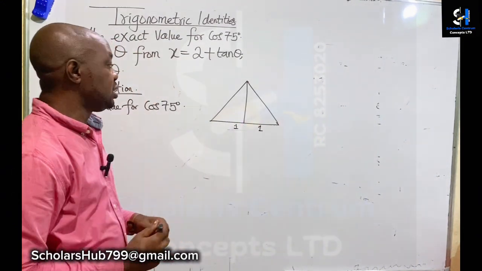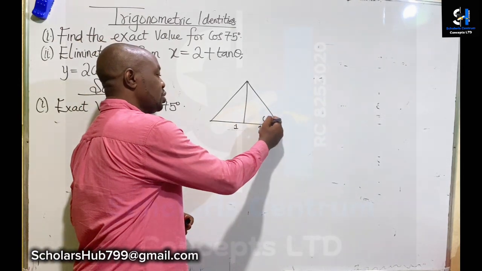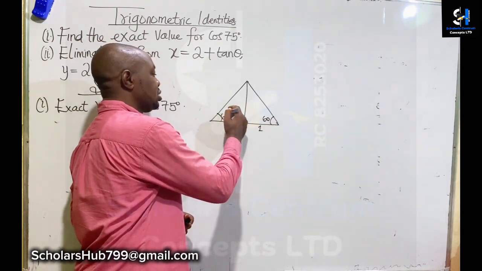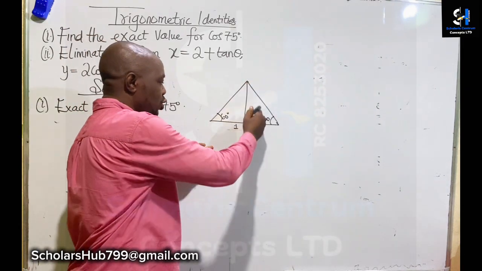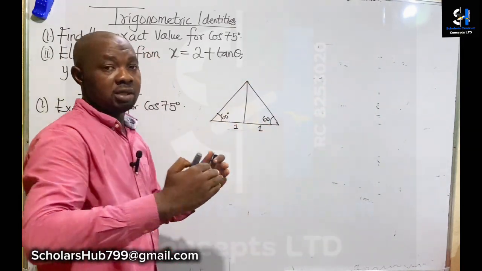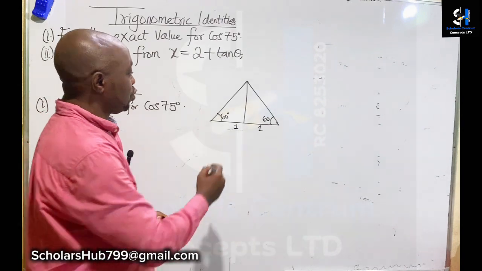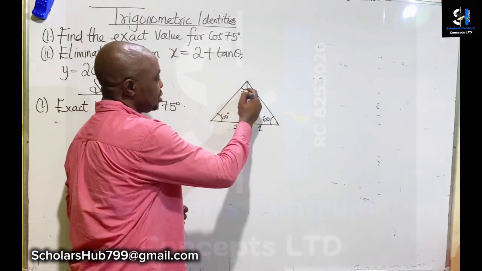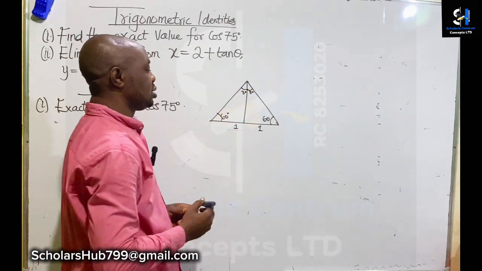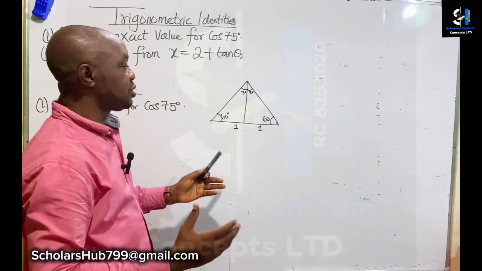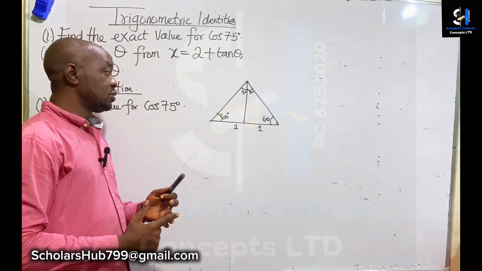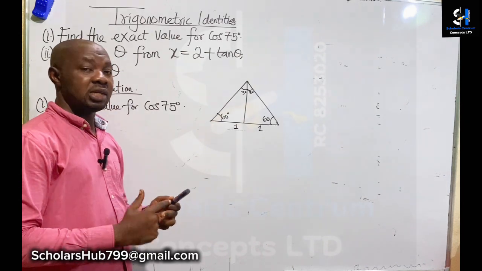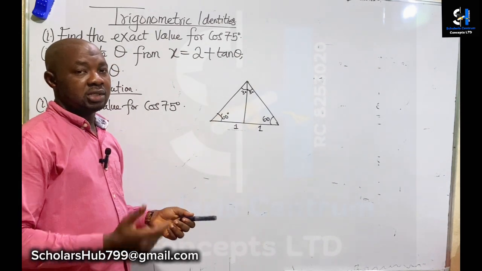So in this case the angle here will be 60 and this will be 60. Because this perpendicular line divides the horizontal line into two equal parts, the angle here will be 30 and the angle here will also be 30. So we can use this to obtain the values for sine 30 degrees, cos 60 degrees, cos 30 degrees, sine 60 degrees, and tan 60 degrees.